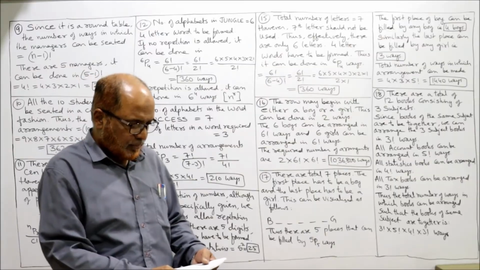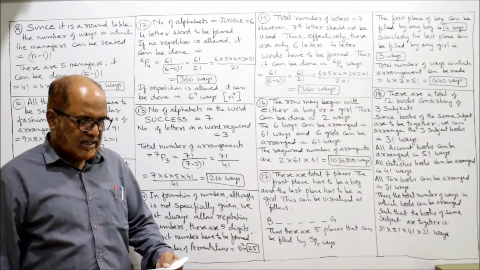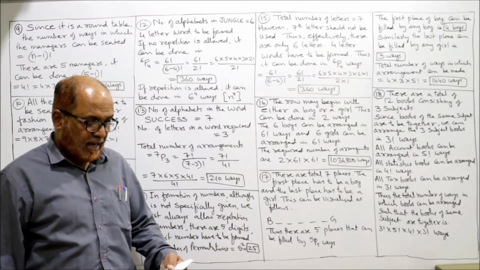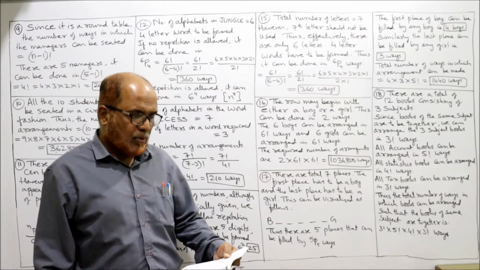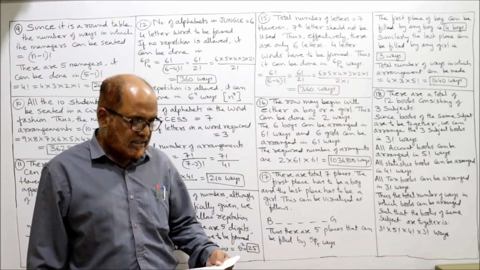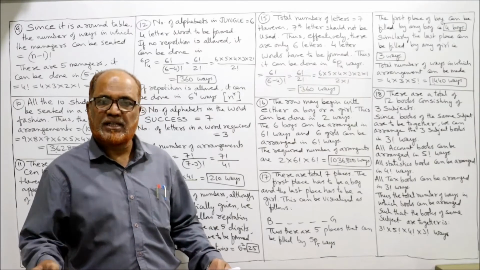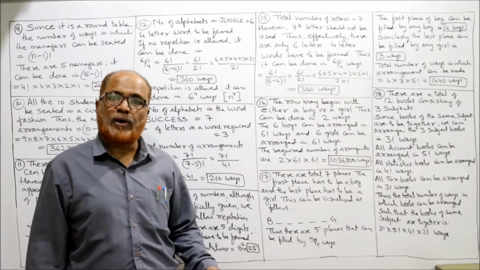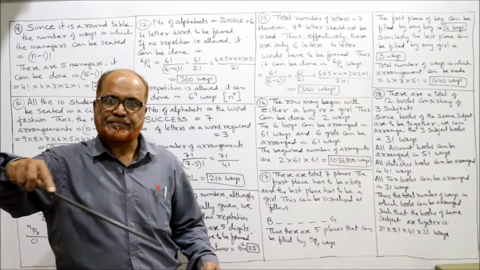Now 17th problem. Find the number of ways in which 4 boys and 3 girls can be arranged such that the row begins with a boy and ends with a girl. Again, a very interesting problem. Find the number of ways in which 4 boys and 3 girls can be arranged. Totally 7 persons we have. 4 boys, 3 girls can be arranged such that the row begins with a boy and the row ends with a girl in a straight line.